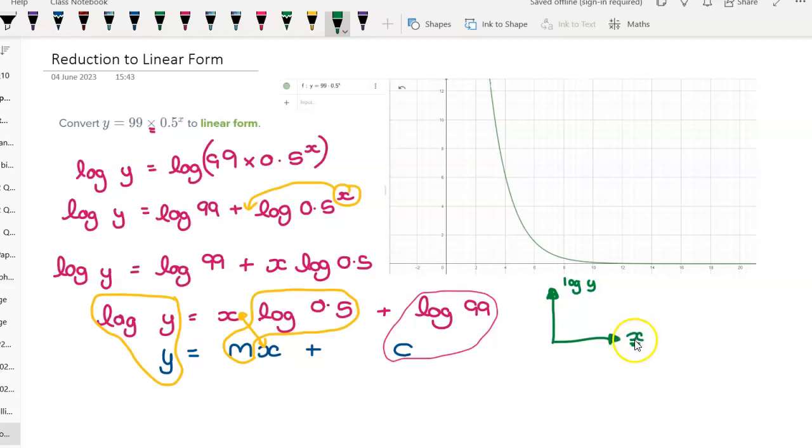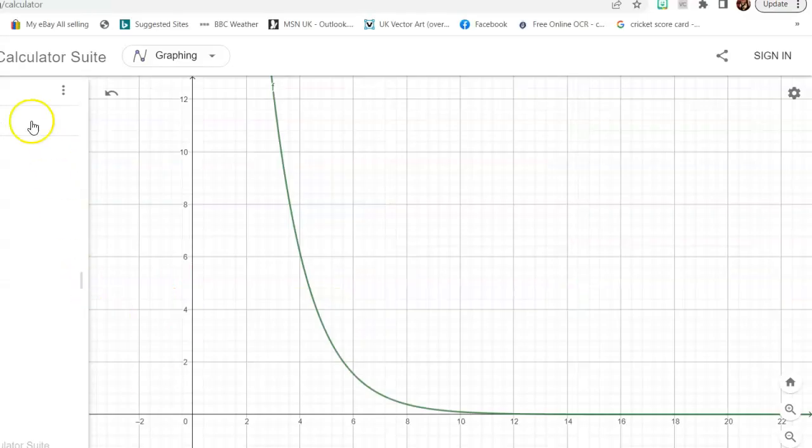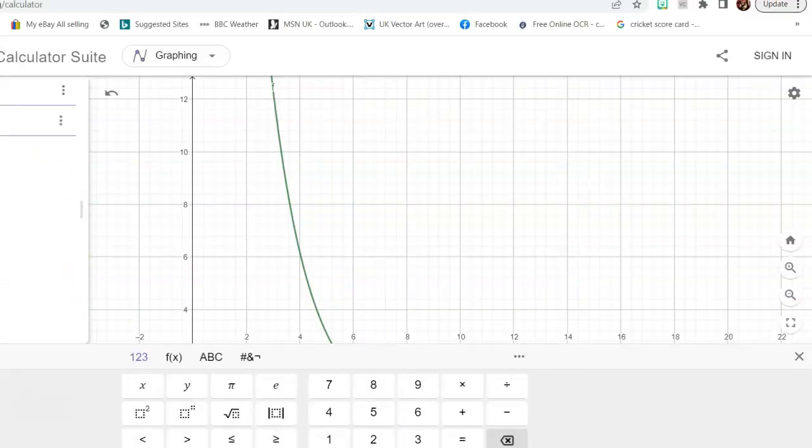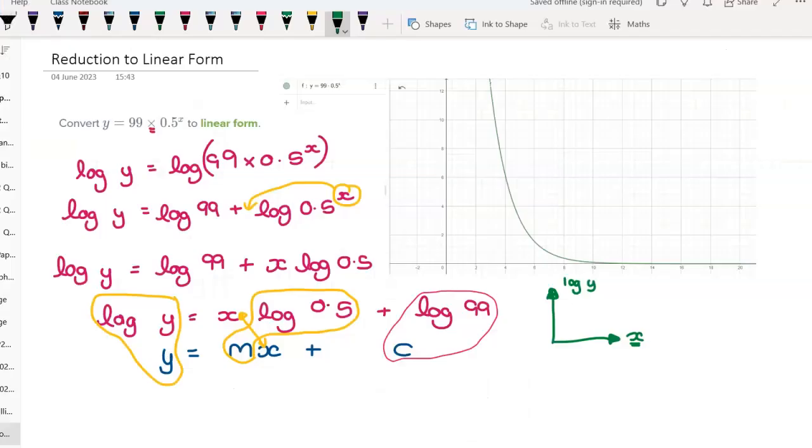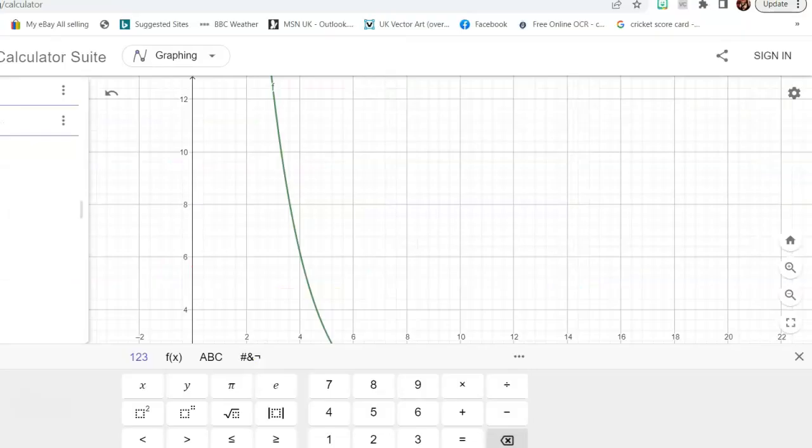Okay, so what I'm going to do now is go back to GeoGebra and plot this. So we've got the log of y equals x times the log of 0.5 plus the log of 99.